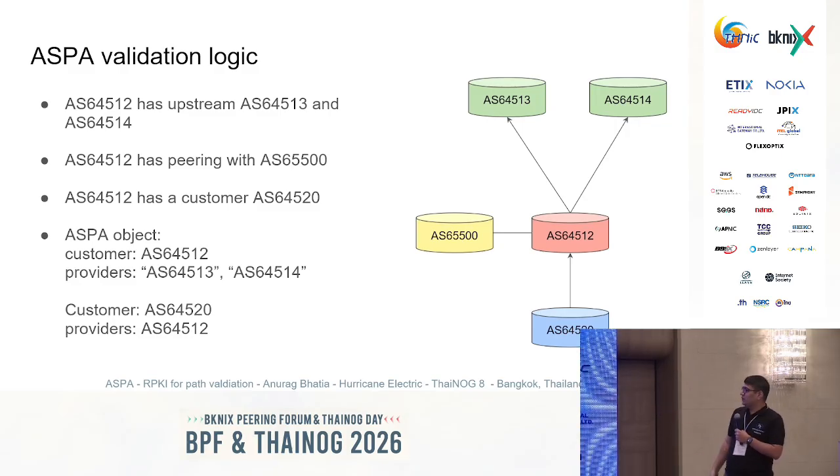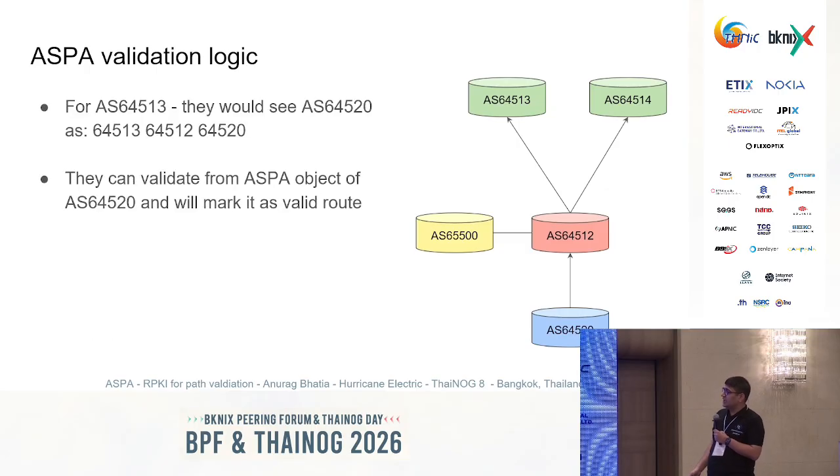In this case, what you expect is 12 can have a record stating that 13 and 14 are its providers. So you got an ASPA record stating customer 12, 13 and 14 as its upstream. And then similarly for 20, it would state the 12 as its only provider.